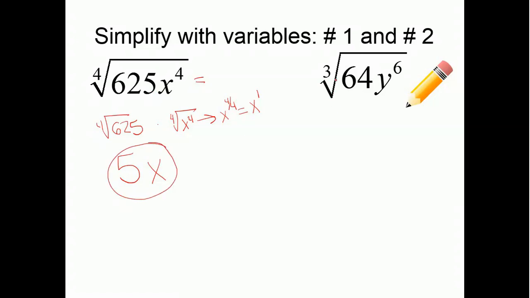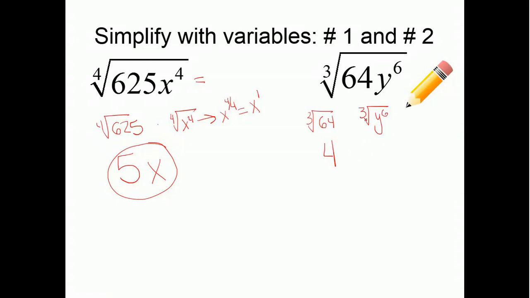Let's try it again. So break it into its 2 pieces. Cube root of 64 and the cube root of y to the 6th. Cube root of 64, that is 4. Now, how many 3's are in 6? Well, 1 3, take out 1 y, and I'll be left with 3 more y's inside, right?